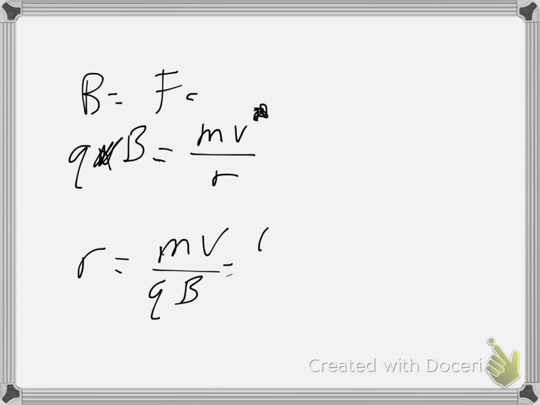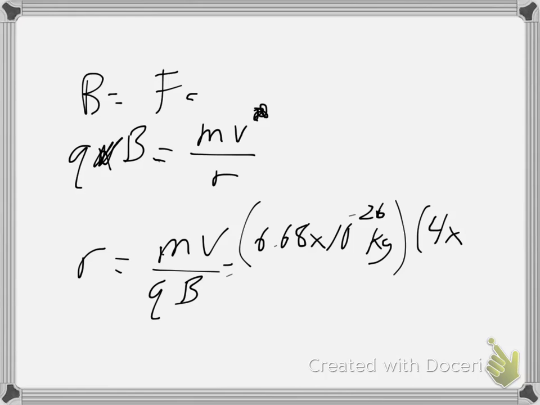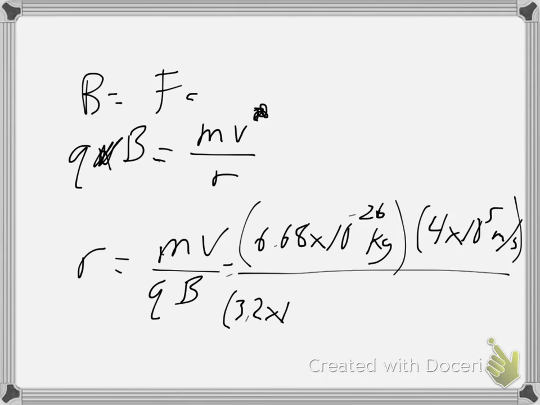Your mass is given to you as 6.68 times 10 to the negative 26 kilograms. I think it's a strontium atom. Your velocity, we found earlier, 4 times 10 to the 5th meters per second, divided by your charge, which is 3.2 times 10 to the negative 19th coulombs. Again, it's a strontium atom, it's in group 2, so it's a +2 charge. And your magnetic field is 0.12 Tesla.